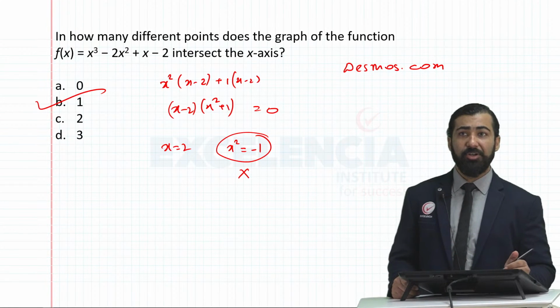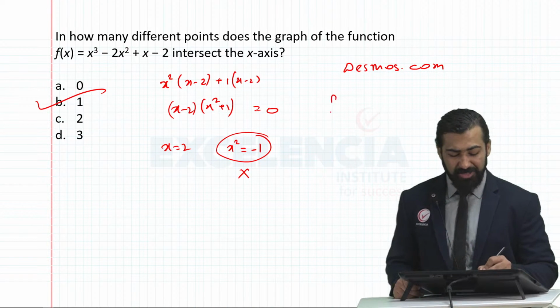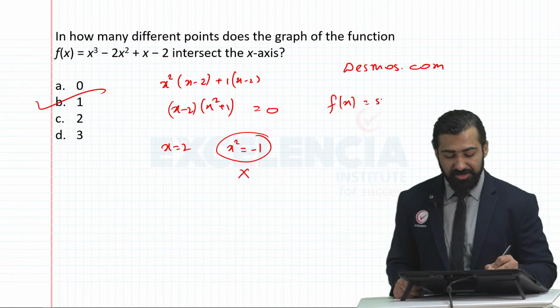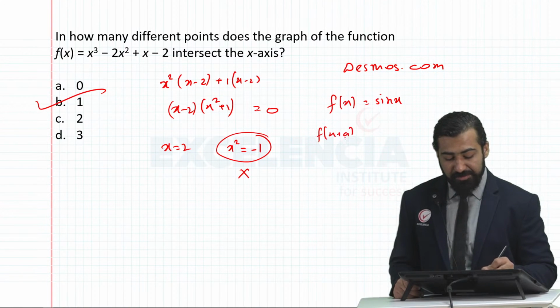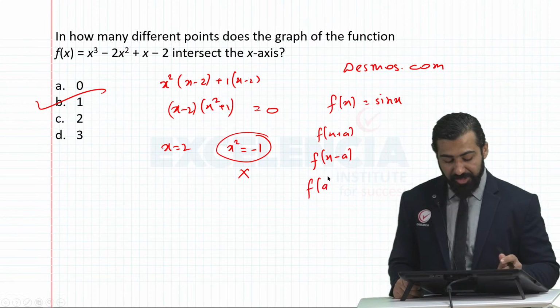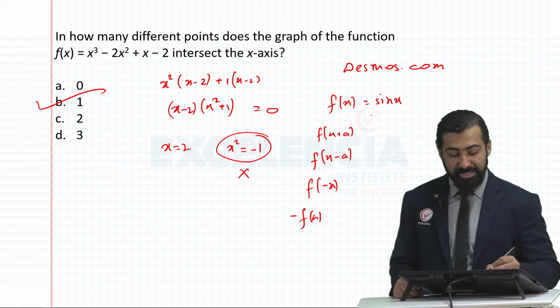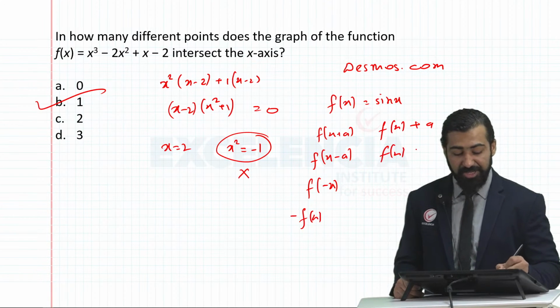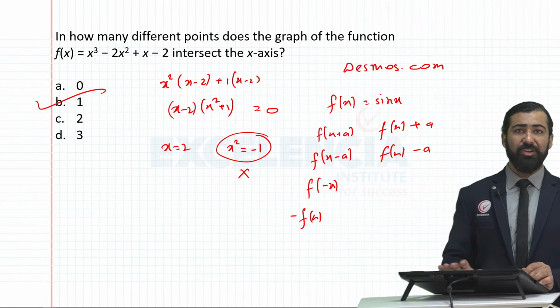On this, go to the graphing calculator and just observe, take any function. Let's say f of x is equal to sine x. Observe what happens when you do f of x plus a, when you do f of x minus a, when you do f of minus x, and when you do minus of f of x, and when you do f of x plus a on the outside and f of x minus a on the outside. Just see what each of this does to your graph.